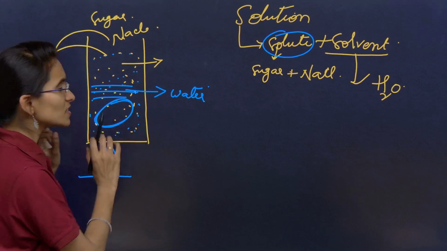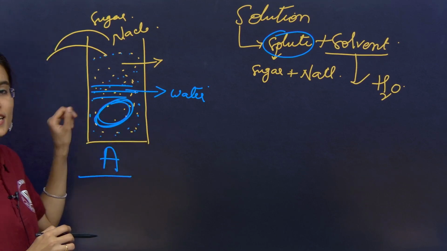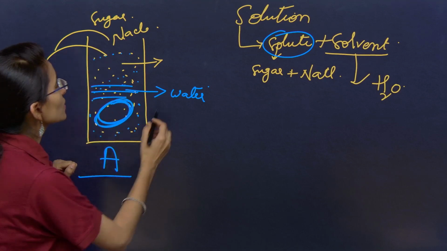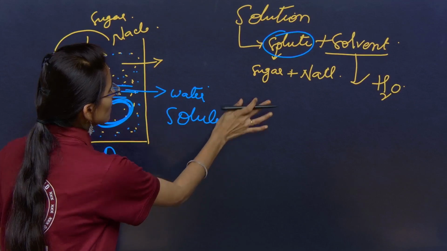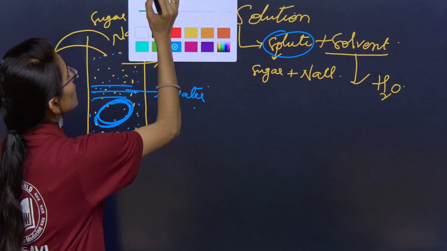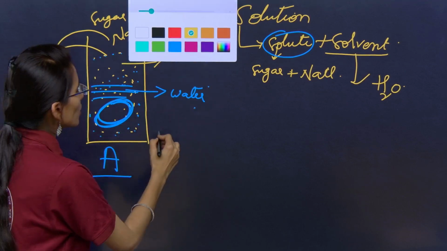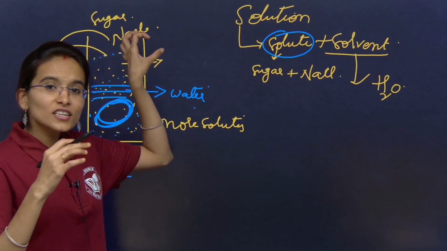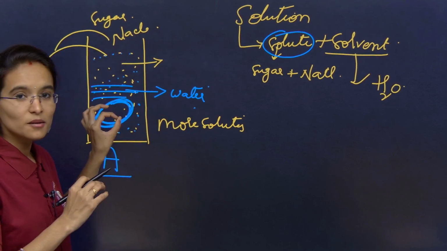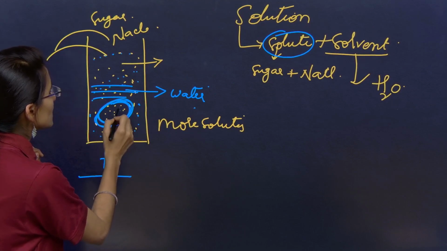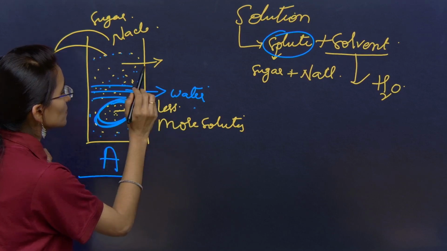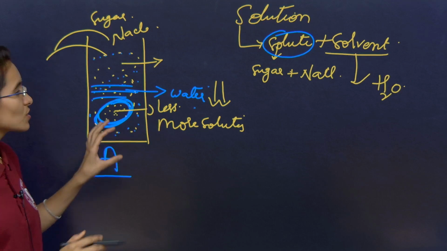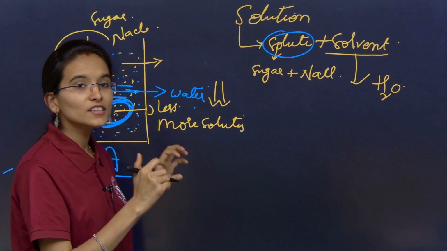Now this is beaker A, and with respect to the cell, the surrounding environment is going to contain more solutes. Clear? Here the solute concentration is more with respect to the cell medium, and the water present inside the cell is less. Clear with the concept? Here the solute is more and the water is less, so the solvent is less and the solute is more.